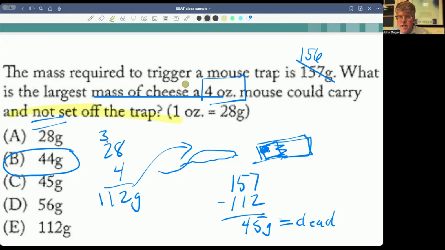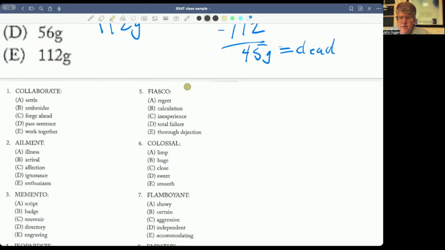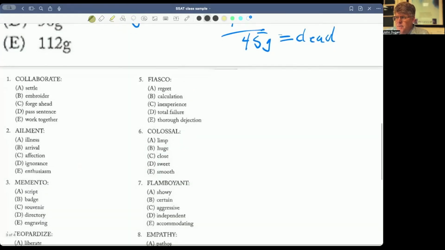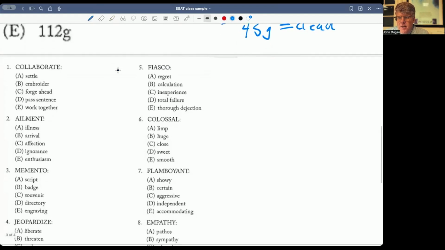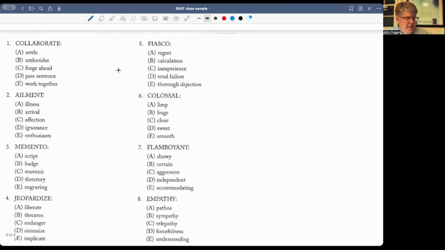So I'm just showing you that I can write on the screen, that I can highlight, that I can draw mice and mousetraps as best I can. All right, and then I just want to show you maybe some typical verbal problems. These are relatively easy verbal problems, but you still have to think about it a little bit. These are just the first 8 problems on an older practice test. And some of these words you might recognize.